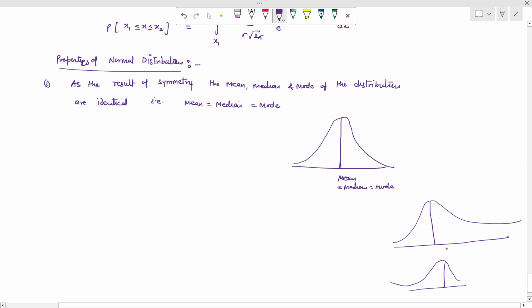Okay. So here suppose we have mean and median as distinct. But in this case, mean equals median equals mode. So that means we can say that there is no skewness in the distribution.